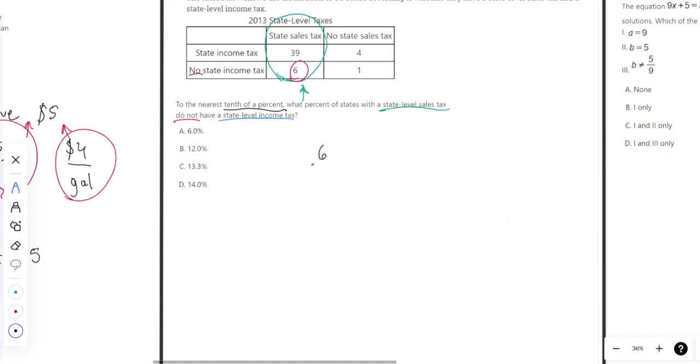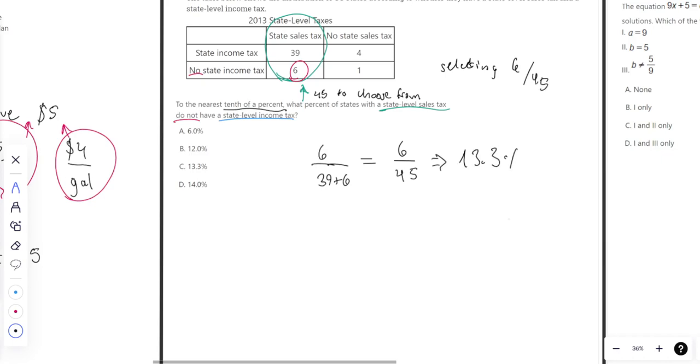So really the answer for this one is going to be 6 out of, what is it, guys? 39 plus 6. We have 45 to choose from. And then we're selecting 6 out of that 45. And this is going to round to about 13.3% if we're taking nearest tenth of a percent. Not bad.